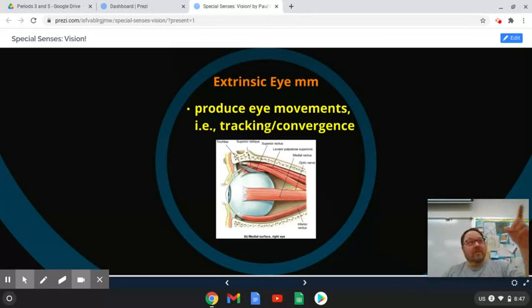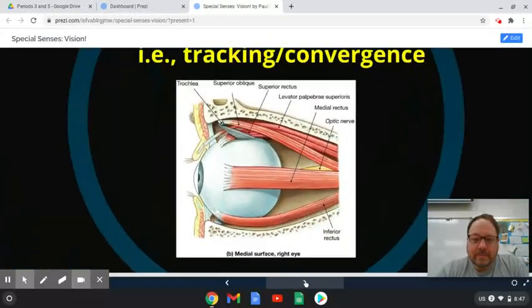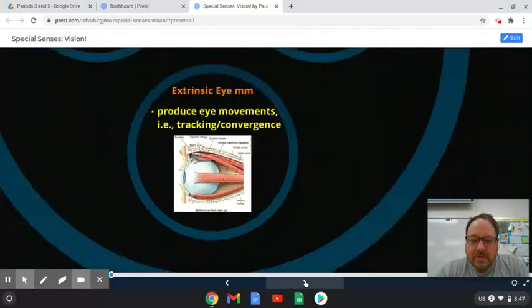Tracking is the ability to follow an object. You can imagine looking at a bird flying across the sky. Usually your eyeballs both track in the same direction at the same time, but we can perform what's called convergence, which is what we usually refer to as crossing your eyes. If you're looking at something close, your eyes can both turn inward so that you can focus on whatever is closer to your face. Hey, those muscles up close.